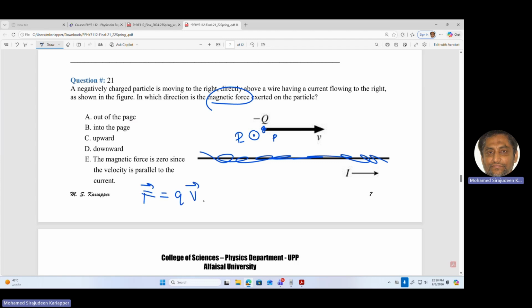Q V cross B. So it will be the direction of V cross B multiplied by the charge. If the charge is positive, it will be the same. If the charge is negative, it will flip the direction. So what is the direction of V cross B? Down. It is a negatively charged particle, so the force is up. All right. So C is the right answer. Okay.